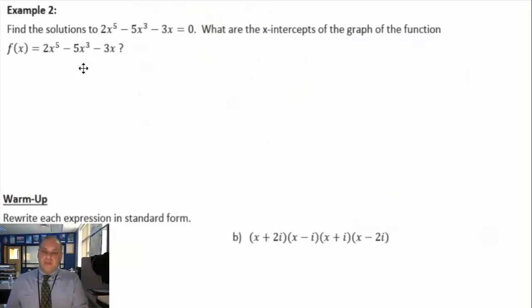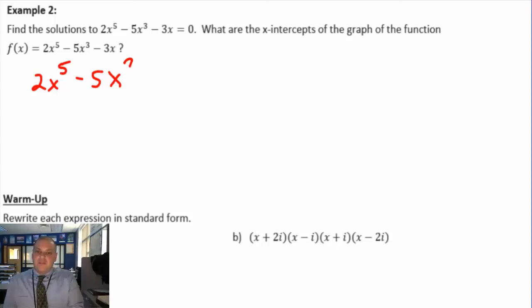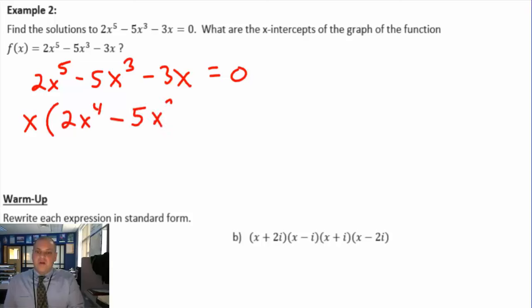One more example. Find solutions to this guy. Oh boy, all right, tricky. So 2x to the 5th minus 5x to the 3rd minus 3x. So I see this and I'm going to try and factor it. I'm going to take out an x. So I have 2x to the fourth minus 5x squared minus 3. Now this is one of the x to the fourth factors again, but we can handle this. We're going to factor this.